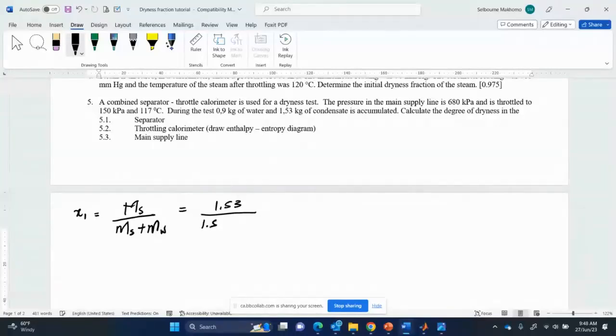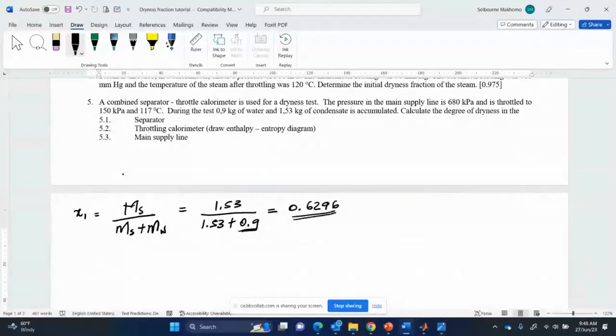We will see what the answer is, but from where I see it, I don't like that 0.9. So let's see, 1.53 divided by 1.53 plus 0.9. 0.629. Can you see what I'm talking about? This 0.9 is producing a lot of water, and I don't like it. So this boiler is giving us a dryness of 0.62296, 62%.